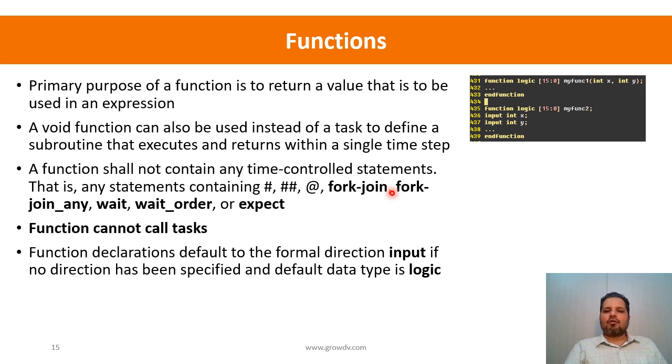Fork join, we have briefly seen it. You launch multiple threads, and those threads could contain delays, and a join will make them wait for it, so you cannot use fork join. Fork join any also has to wait for at least one thread, and that thread can contain delay, so you cannot use it. Wait, level sensitive: you are waiting for a level sensitive value, like a particular expression, to be satisfied.